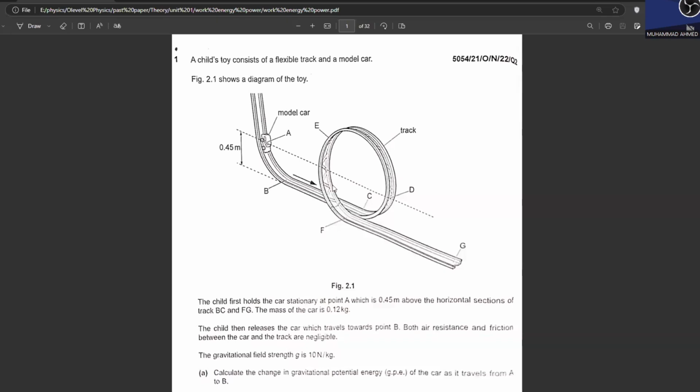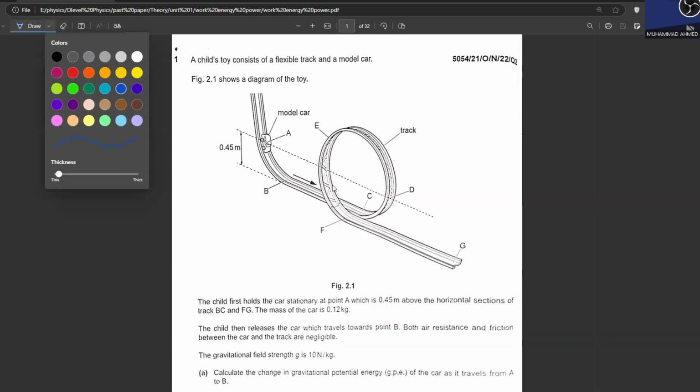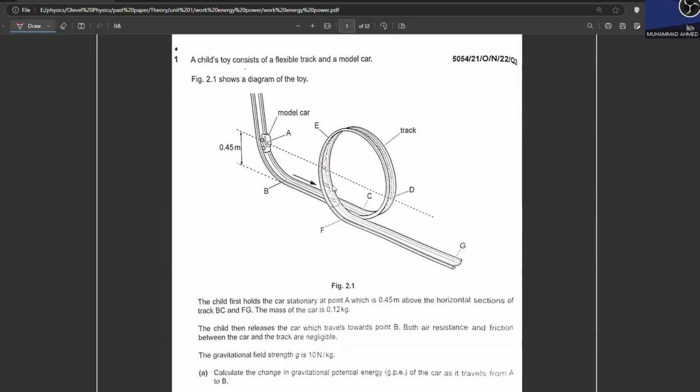Okay, students. So let's get started with the topical past papers of theory for the chapter of work, energy, power. So let's see the first question. A child's toy consists of a flexible track and a model car. Figure 2.1 shows a diagram of the toy.